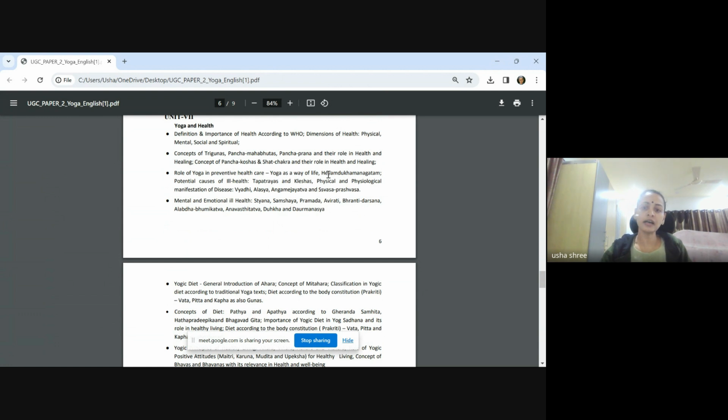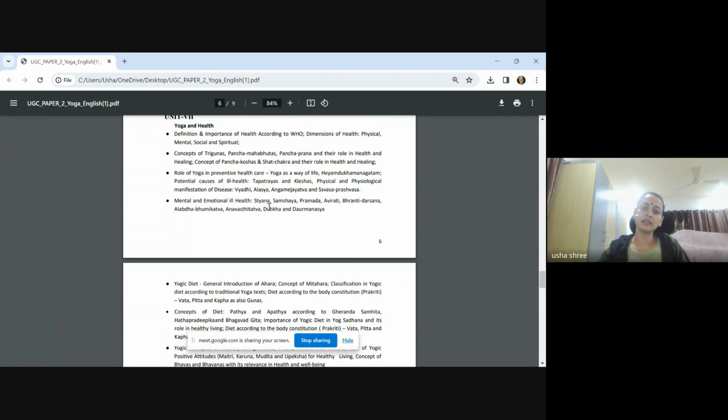healthcare, yoga as a way of life, Heyam Dukkham Anagatam, which is one of the sutras in the Patanjali Yoga Sutras, potential causes of ill health, tapatriyas and kleshas, then physical and physiological manifestation of disease, which we've already seen in Yoga Vashishta, something like Adi Vyadhi. Okay, then Alasya Angame Jayatva, all these aspects you see are part of other texts. These I can see that they are part of the Yoga Sutras itself.